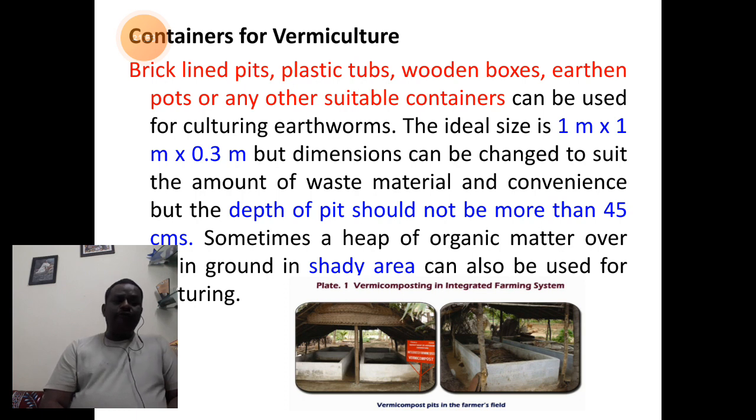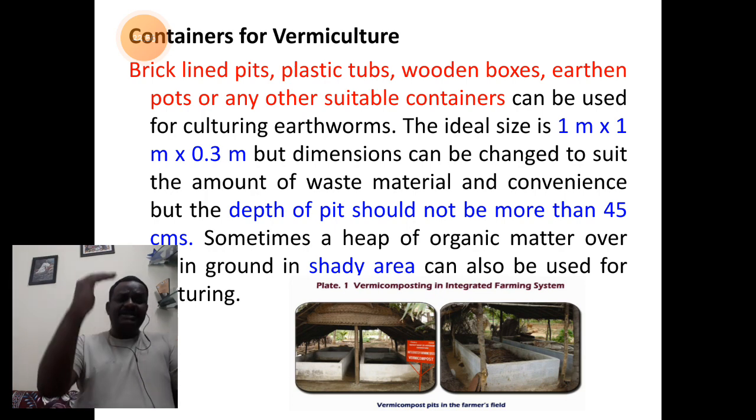Next is containers of vermiculture. The vermiculture process is carried out in various containers. It includes brick-lined pits, plastic tubs, wooden boxes, earthen pots, etc. But whatever container we select should have an ideal size for the vermiculture process: 1 meter length, 1 meter breadth, and 0.3 meter depth, or height, which is almost 45 centimeters. Usually the depth of the container or pit should not be more than 45 centimeters, and the complete system is placed under a shaded area.